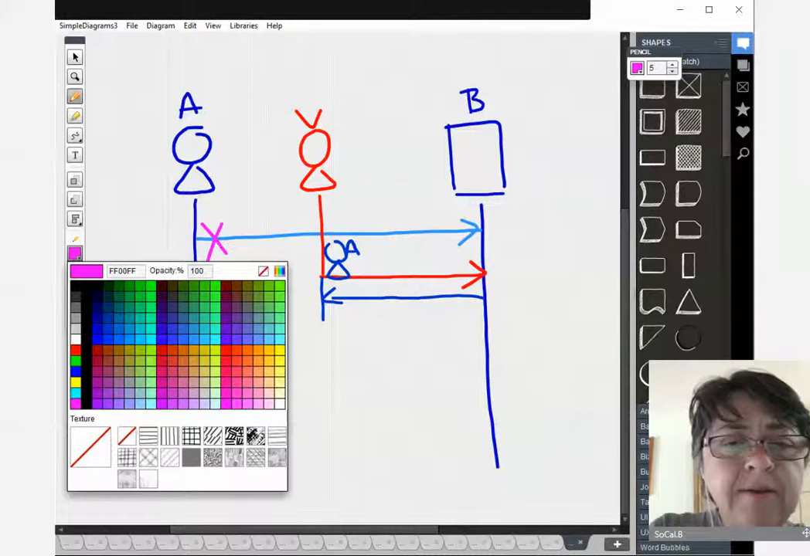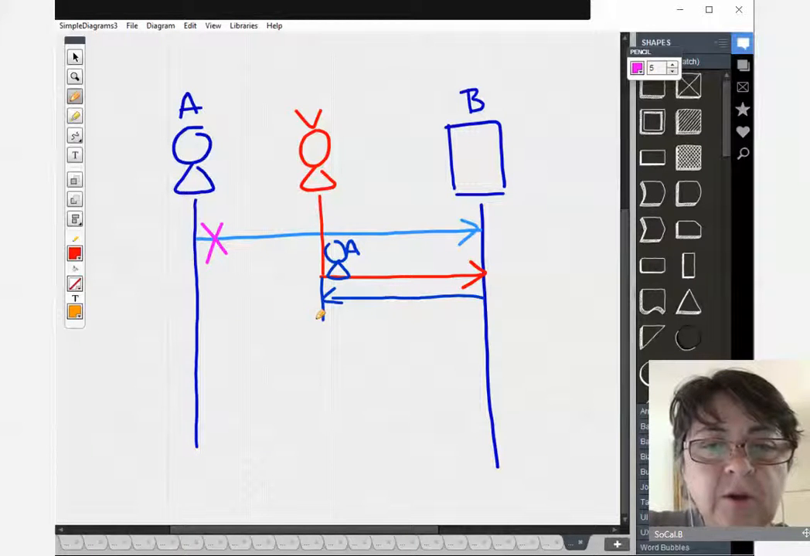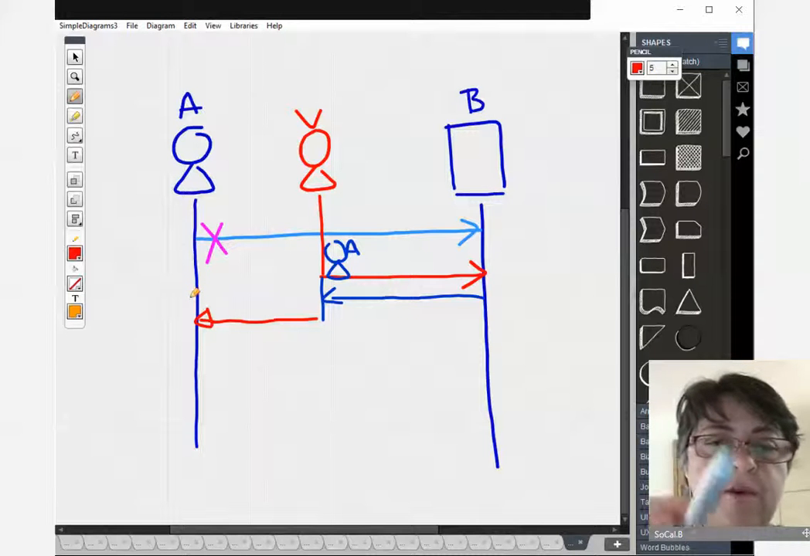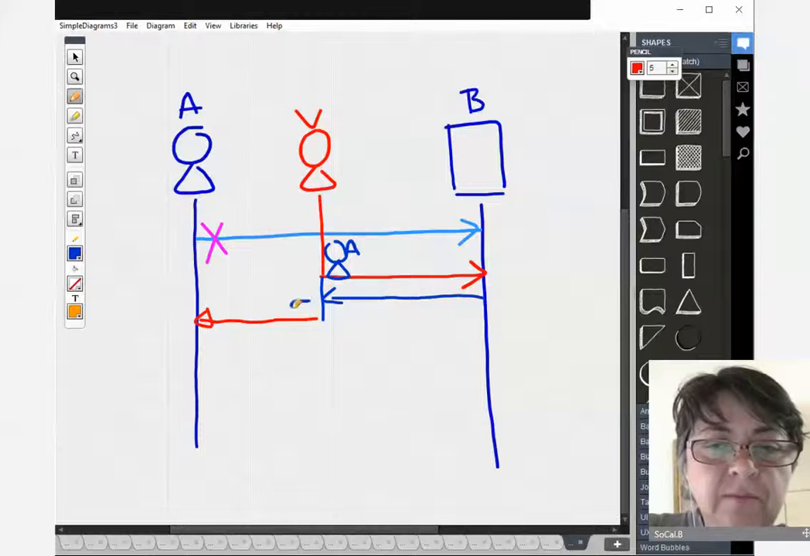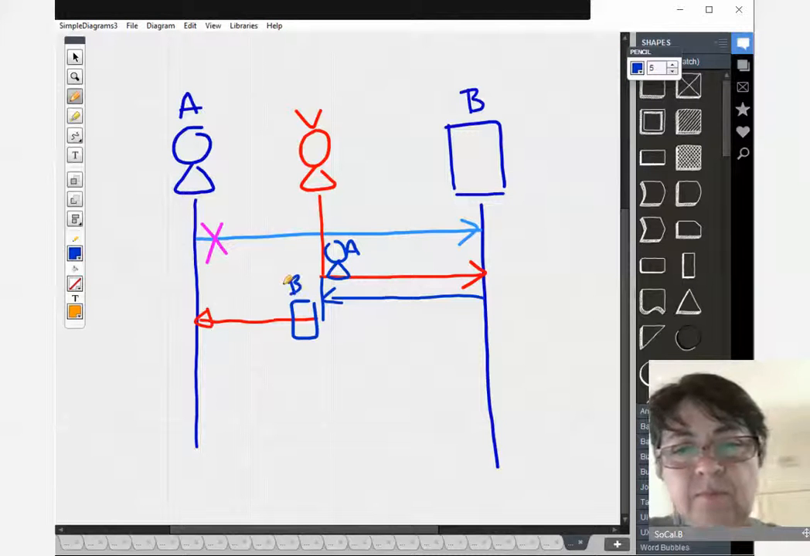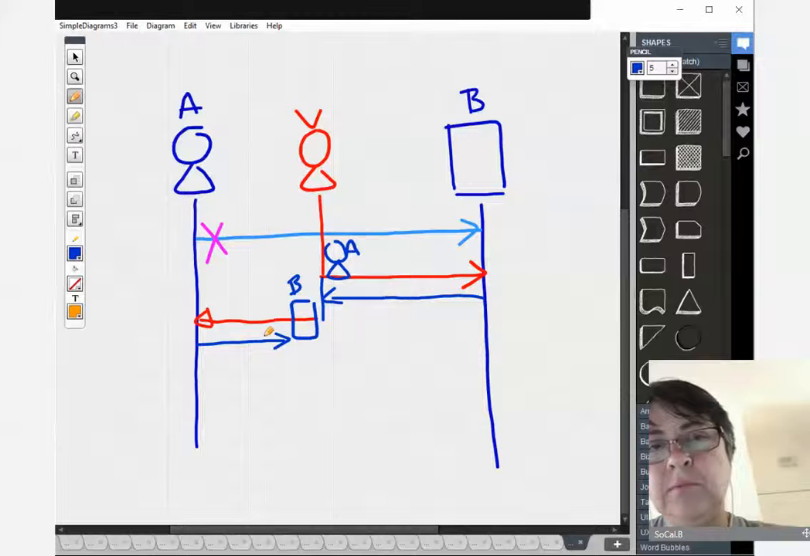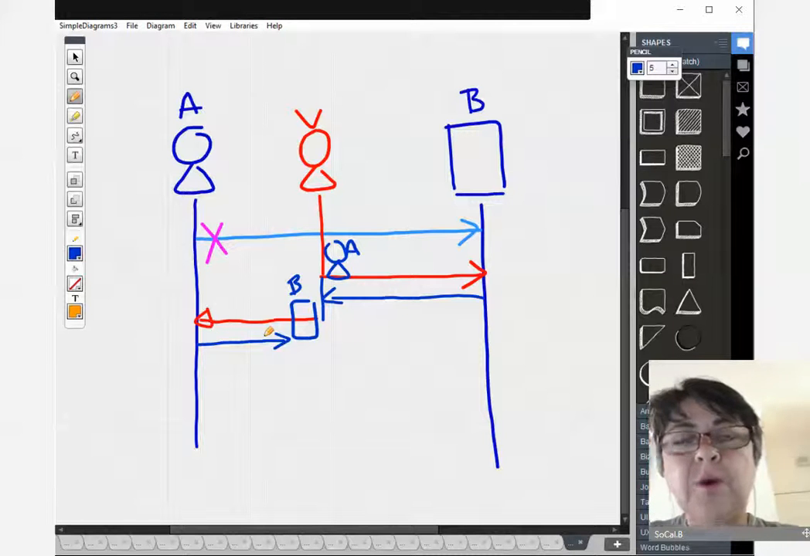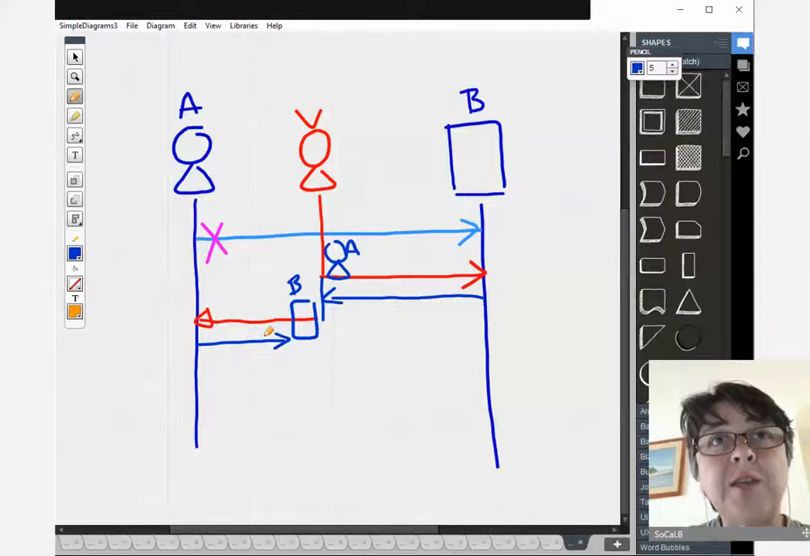But if B thinks that the hacker is A, and you do a session hijacking on the other side, where A starts to talk with the hacker, thinking that the hacker is the server, then you have a man in the middle. Okay, so man in the middle could be stated as being session hijacking on both sides.